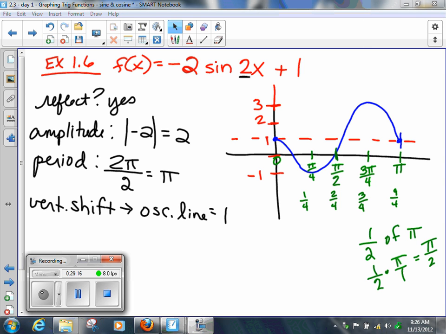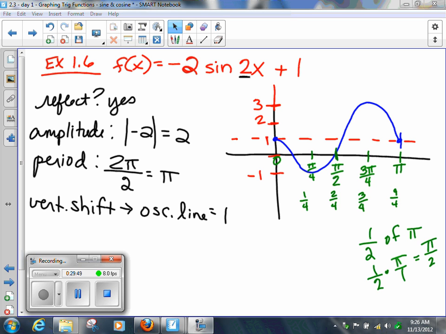Why aren't we labeling 0, pi over 4, pi over 2, 3 pi over 4, and pi on the oscillation line? Because we've got to label the x-axis, and the oscillation line is merely a tool to help us draw our curve. That's the only thing I'd use it for. It helps me determine where my curve starts and how high or how far below that line it's going to go. Okay?